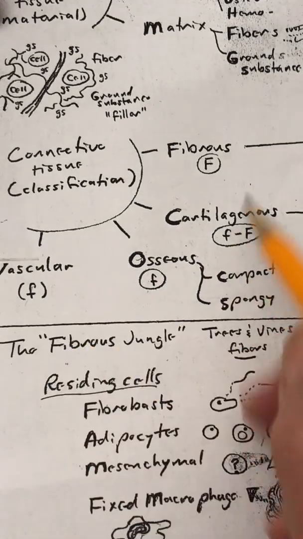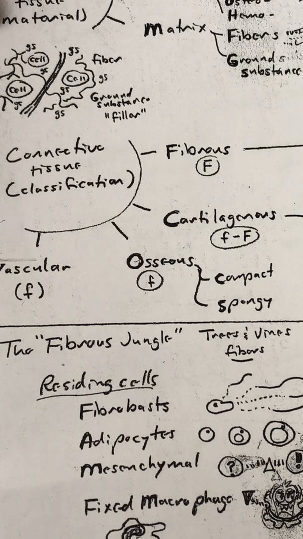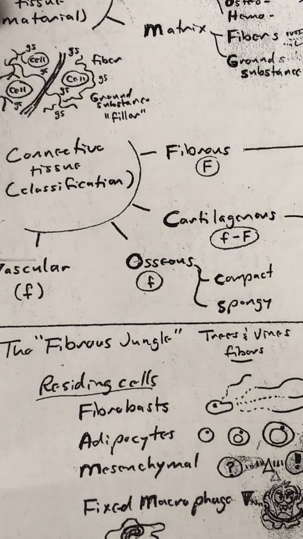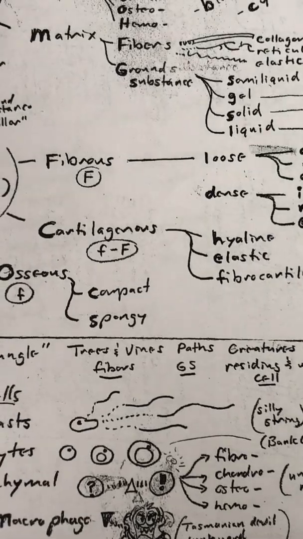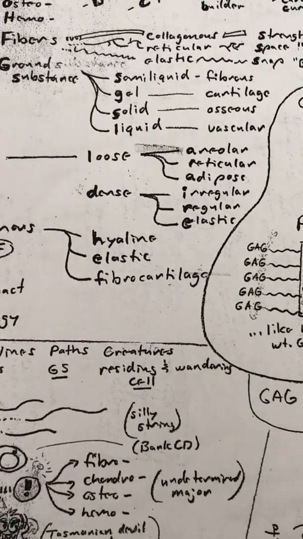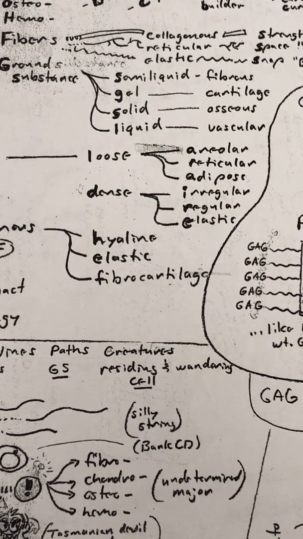They all have fiber inside of them. It's just a matter of, is it visible? Is it obvious? Is there some kind of trick to it all? For a fibrous connective tissue, they tend to fall into two categories. They're loose connective and dense connective.